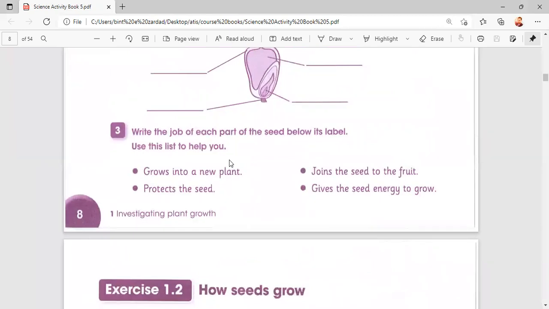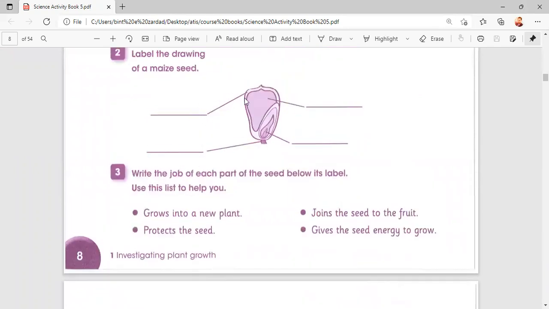Question number three, write the job of each part of the seed below its label. Use this list to help you. Grows into a new plant. So we can choose the answer from here. Let's write it, it's better. Number one, this one, seed coat. And this one, scar. This one, food store. And this is embryo.